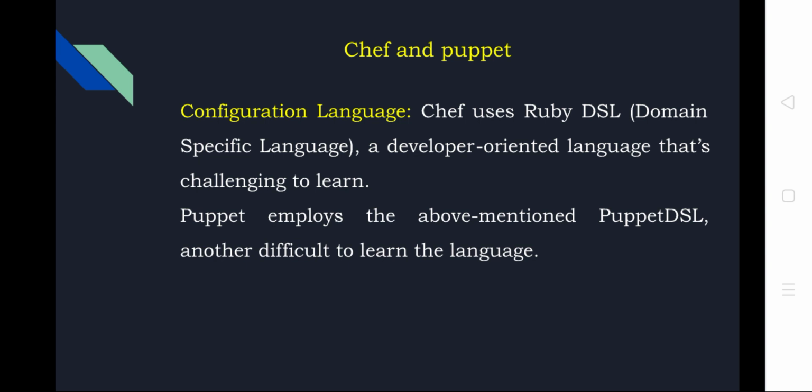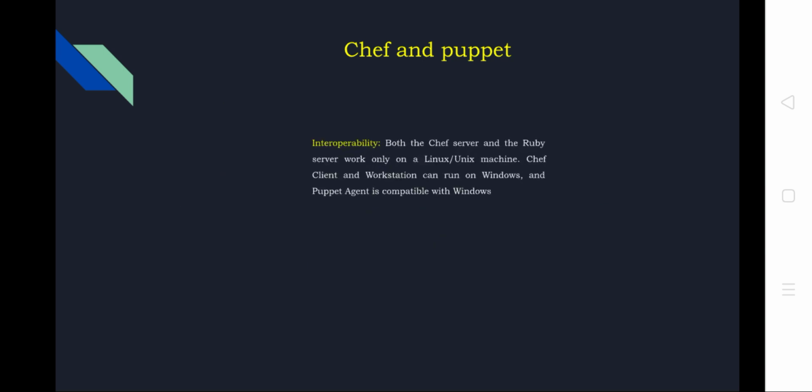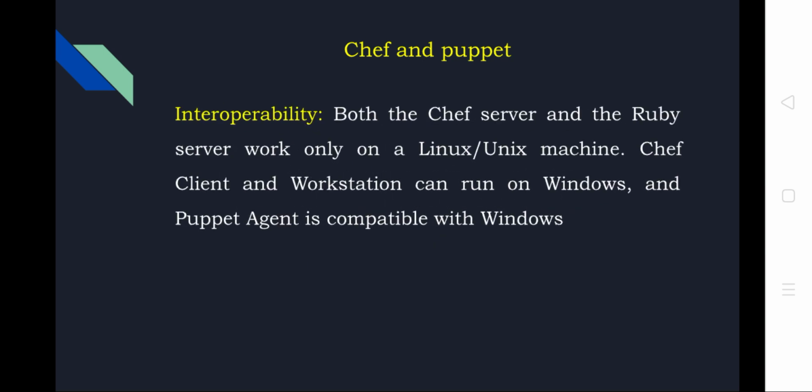Whereas Puppet employs the above-mentioned Puppet DSL, another difficult-to-learn language. That means those languages are a little bit hard to learn, so they help to configure the system. And regarding interoperability, both the Chef server and the Puppet server work only on a Linux or Unix machine. Chef client and workstation can run on Windows, and Puppet agent is compatible with Windows.